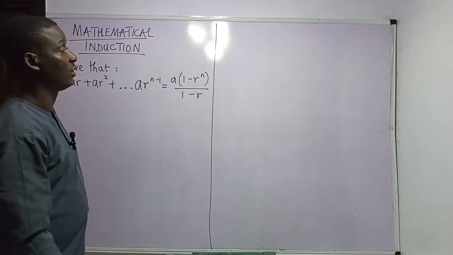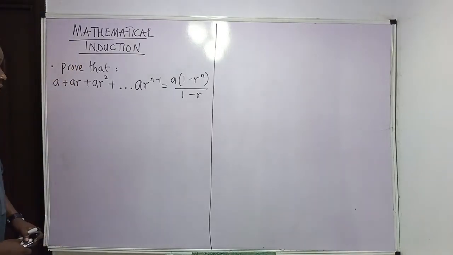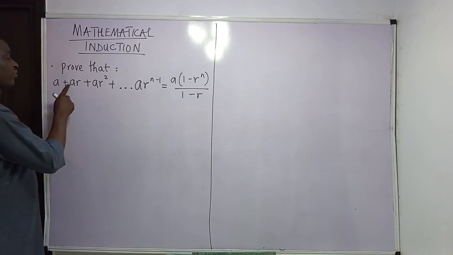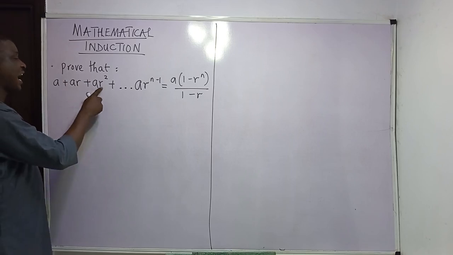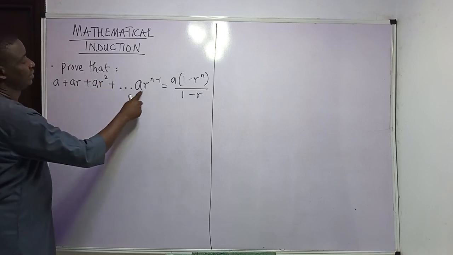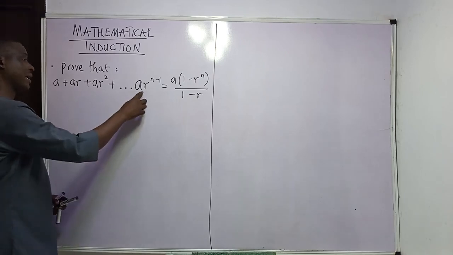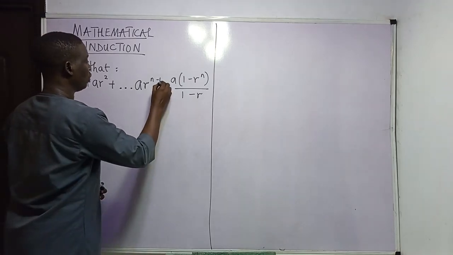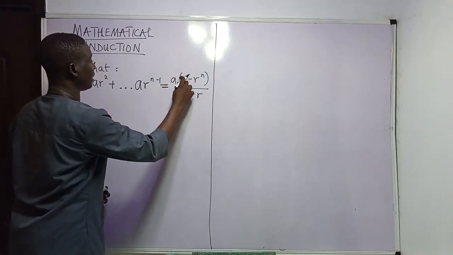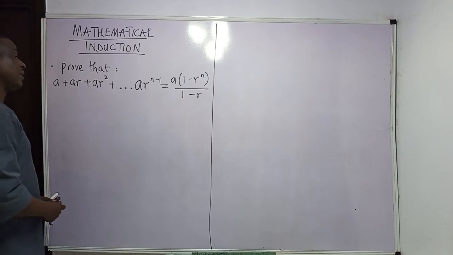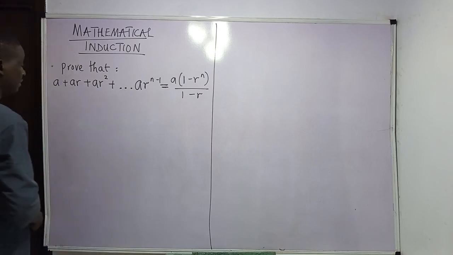Hello guys, we are in another question, and this one says prove that a plus ar plus ar squared plus ... ar^(n-1), which is the nth term, is equal to a into bracket 1 minus r to the power n, divided by 1 minus r. Now the steps do not change here.